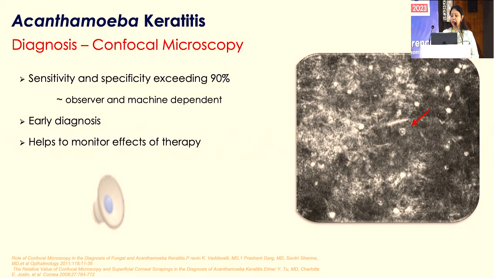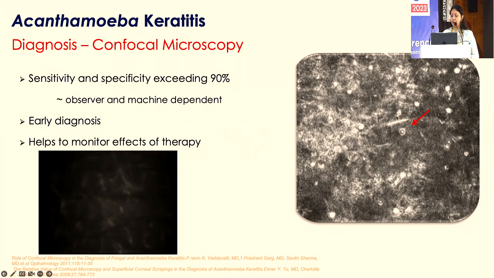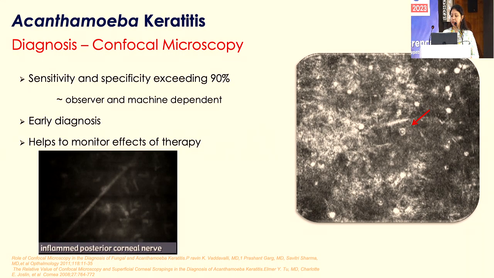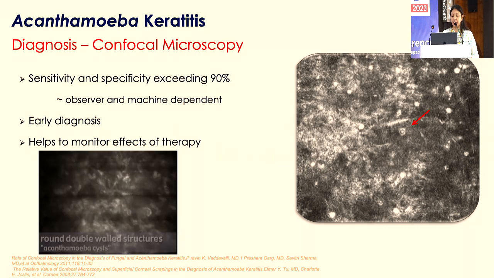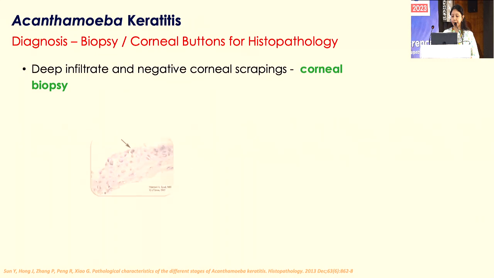In vivo confocal microscopy is an extremely useful tool to detect the cysts. They appear as well-defined round double-walled hyperreflective bodies. In confocal microscopy, we start from the level of the endothelium and come forward. As we come forward, we get to see these thickened, inflamed nerves, and that is the reason we see the perineural infiltrates. The cysts you see here are the double-walled cysts. And then we see the refractile trophozoites at the basal epithelium of the cornea.